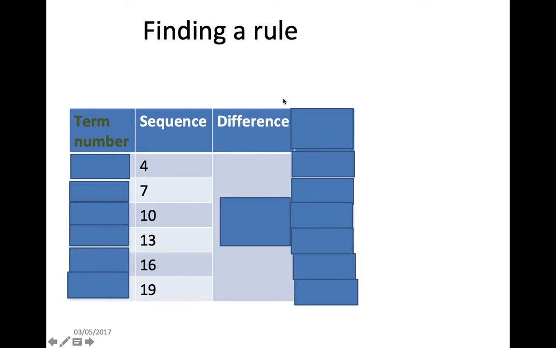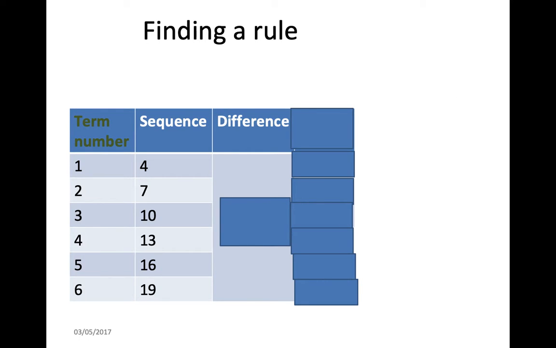But before we talk about the difference, which is clearly something to do with something I've just talked about, let's first of all talk about the term number. The term number tells you what number in the sequence this number is. So this is the first term, therefore term number 1. Next one is term number 2, and so on.